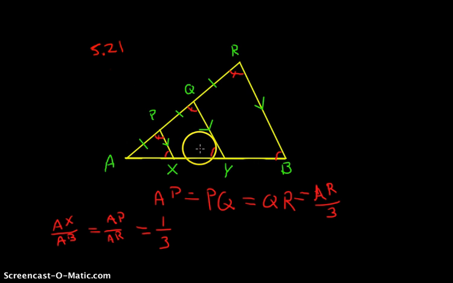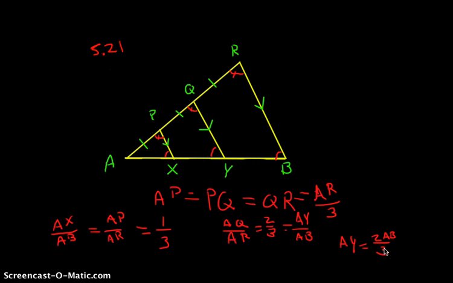And you can do the same thing like this. If you do triangle AQY, then you see that there are 2 of AP in here, because you just take AP and double it, which is AQ. So AQ over AR is equal to 2 over 3, which is equal to AY over AB. And from this you get AY is equal to 2AB over 3.